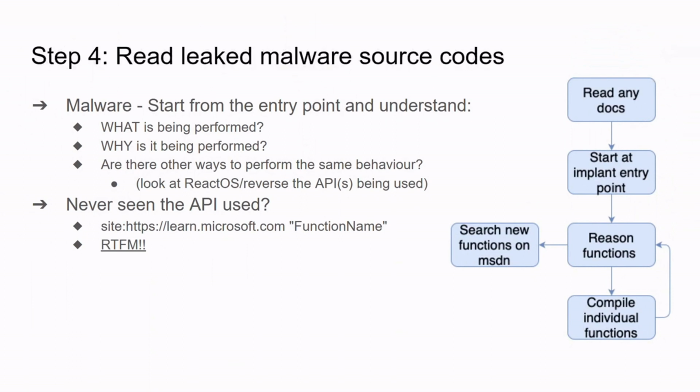And when you look through this code, if you identify the usage of functions, you want to see, is there another way to perform the same behavior? One way to do this would be to see if it's a high level function, for example, something implemented in Kernel32. Does that call down into something implemented in NTDLL? Is there another way to call the same function being used? Haven't seen an API used before? No worries. I'm always in the same boat.